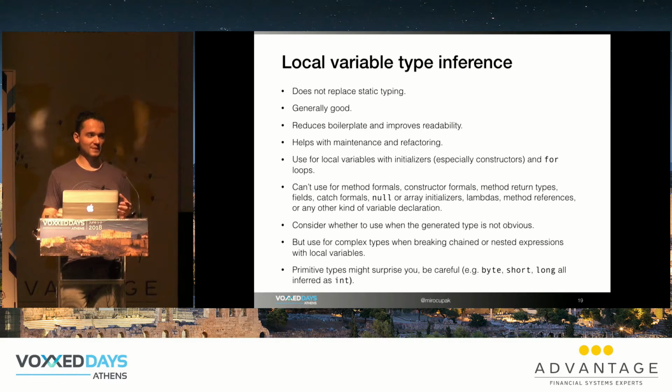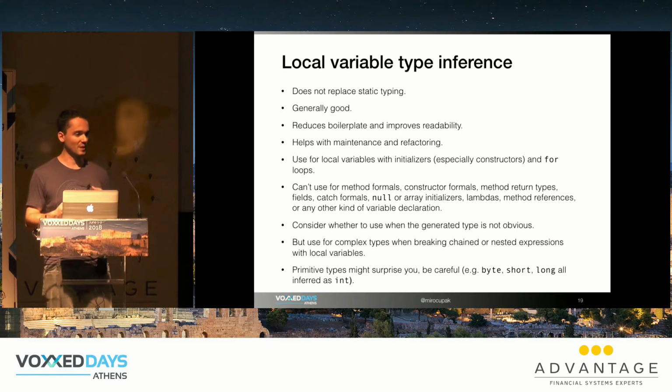You might have the feeling that it actually makes your code less readable, but it's just a matter of getting used to. So I had a similar feeling with lambdas, right? For a very long time, actually, I was specifying explicit type for lambdas. But then after a while, you just get used to it, and you realize that the explicit types actually make it less readable. So I feel like this is going to be the same with local variable type inference. It reduces boilerplate and improves readability. It can actually help with maintenance and refactoring.